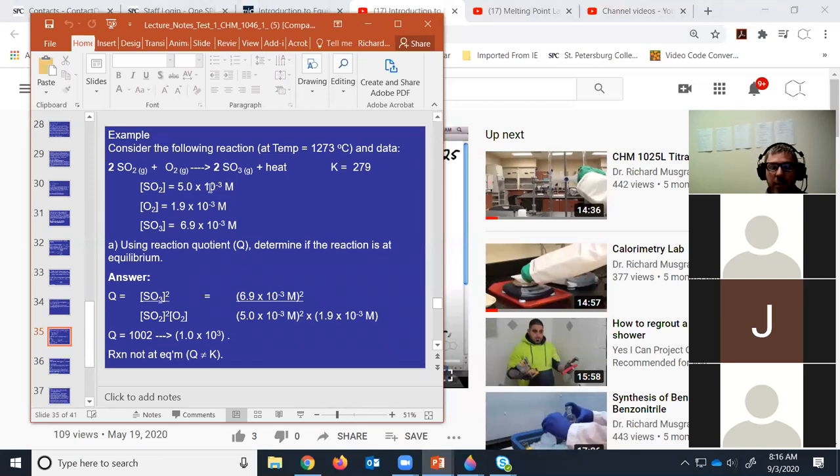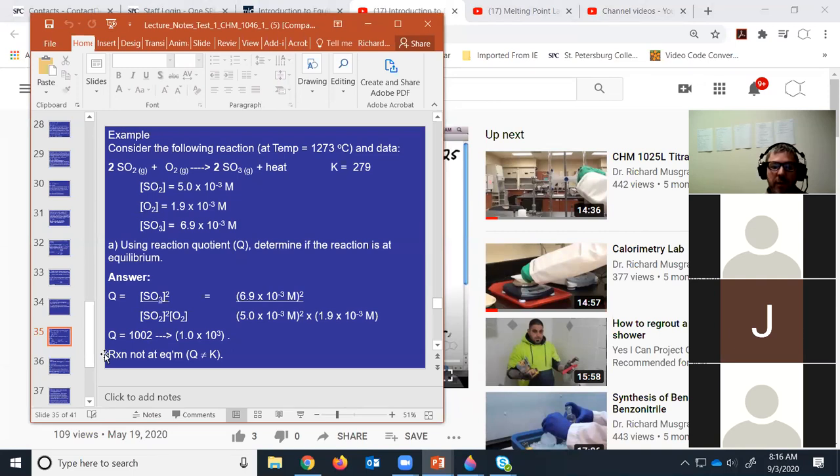Then what we do is substitute in all these different values. So just plug and chug at this point. The 6.9 times 10 to the negative 3 goes in for the SO3, 1.9 times 10 to the negative 3 goes for the O2, and the 5.0 times 10 to the negative 3 goes in for the SO2. So we calculate a value here, and this is a Q value, and it comes out to be 1002. When we convert it for significant figures, 1.0 times 10 to the 3.